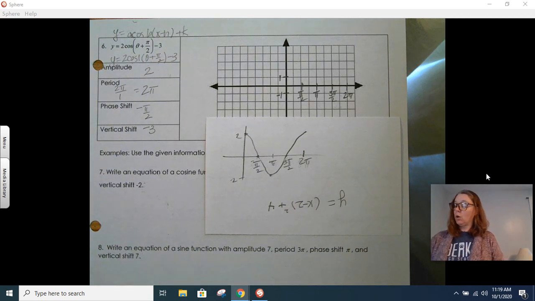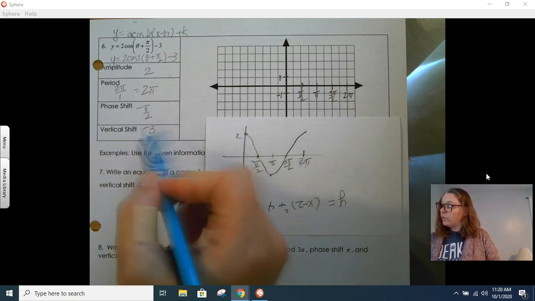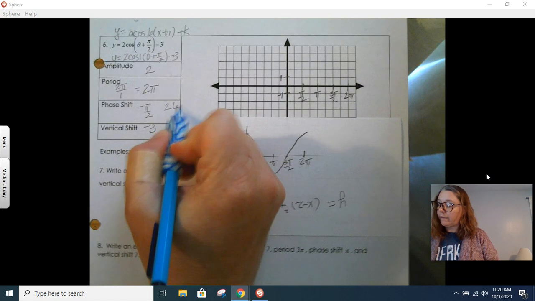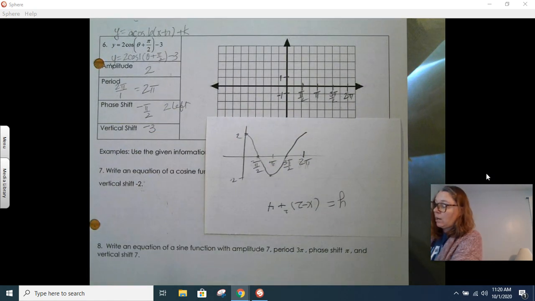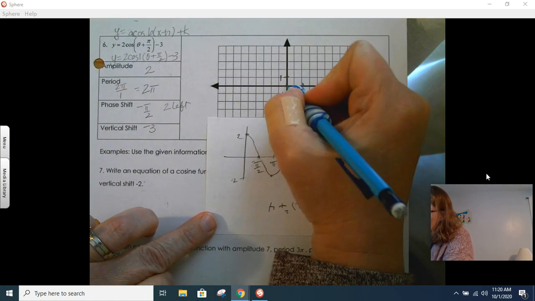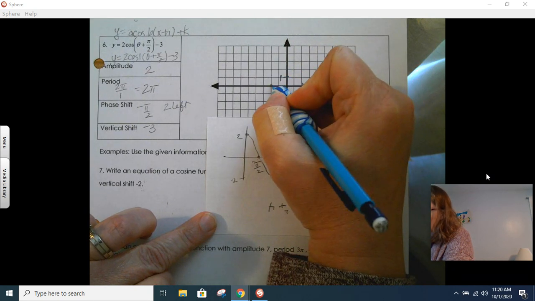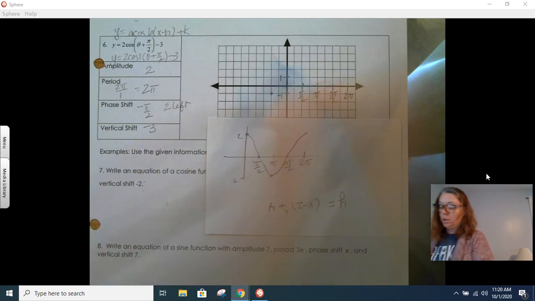Or if you want to just go right from this and say, okay, pi over 2 is 2 units, so I have to go 2 to the left and 3 down. So you could say, I have to start at (0, 2), and then from there, I have to go 2 to the left and 1, 2, 3 down. Okay, you could do it that way.